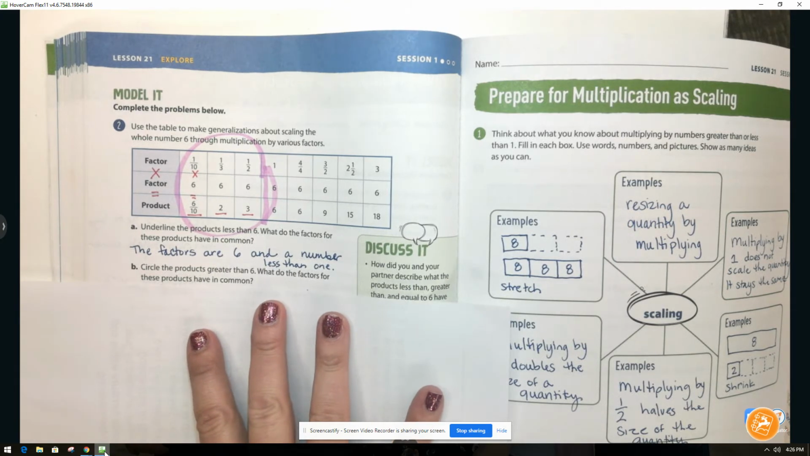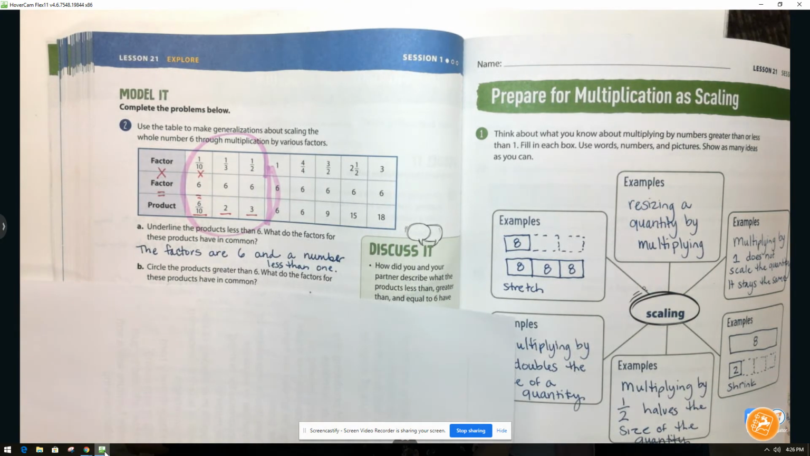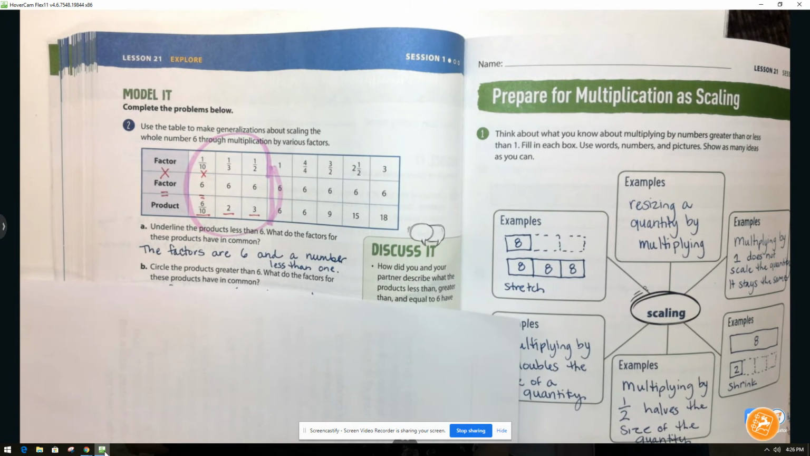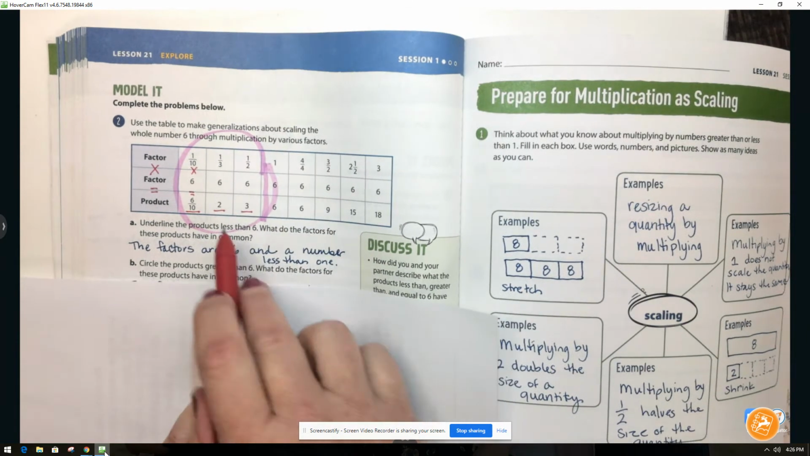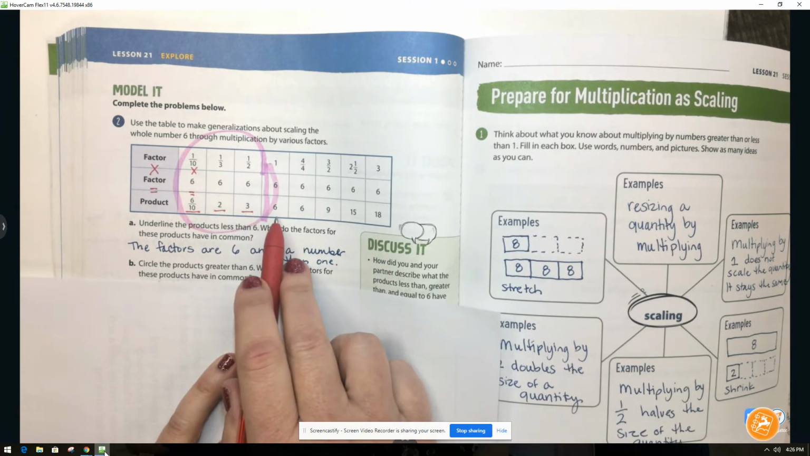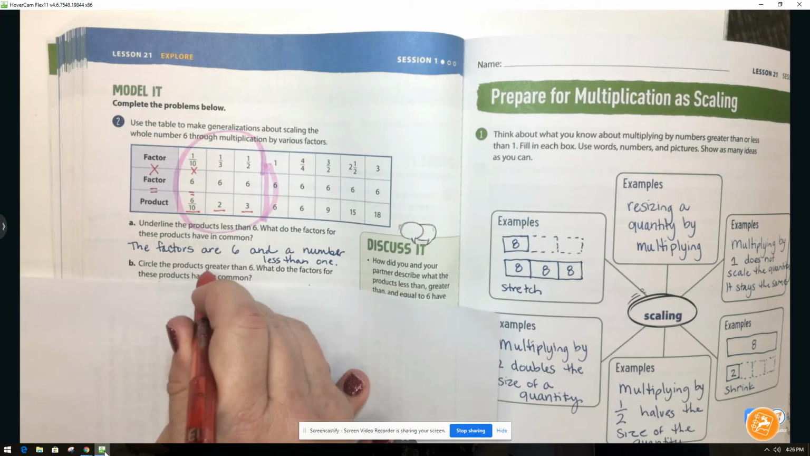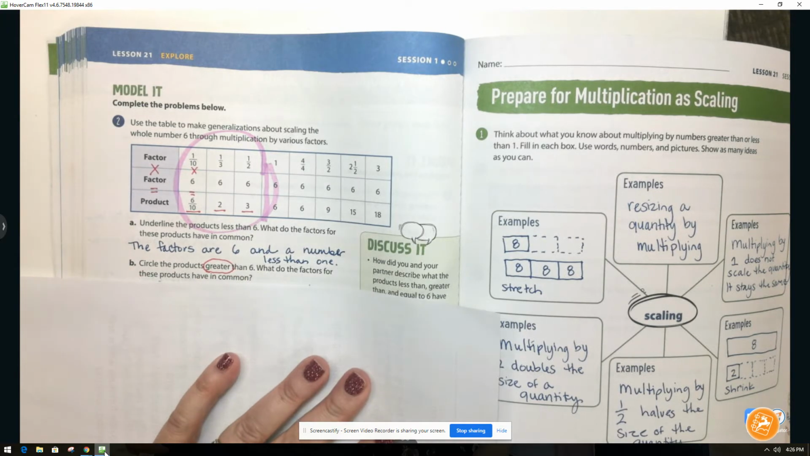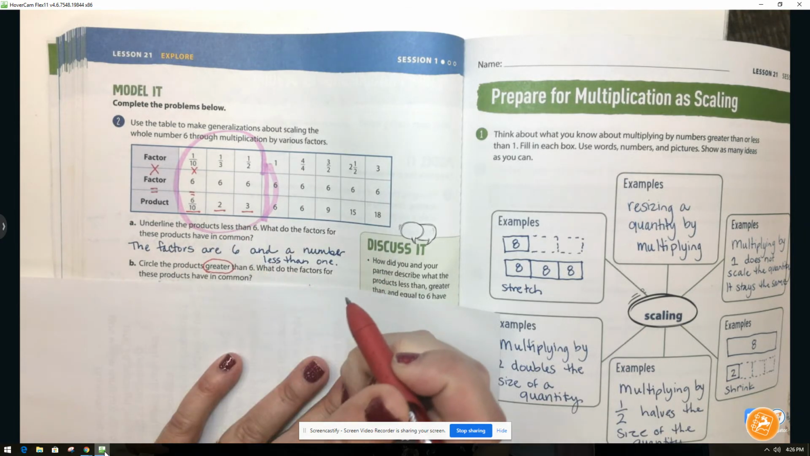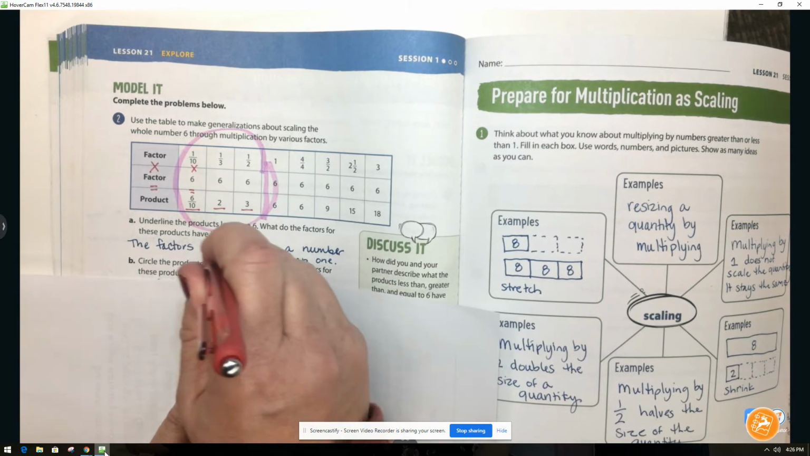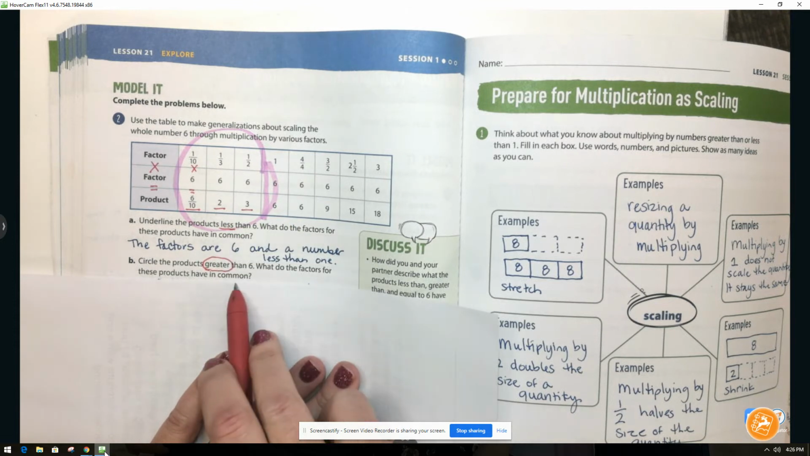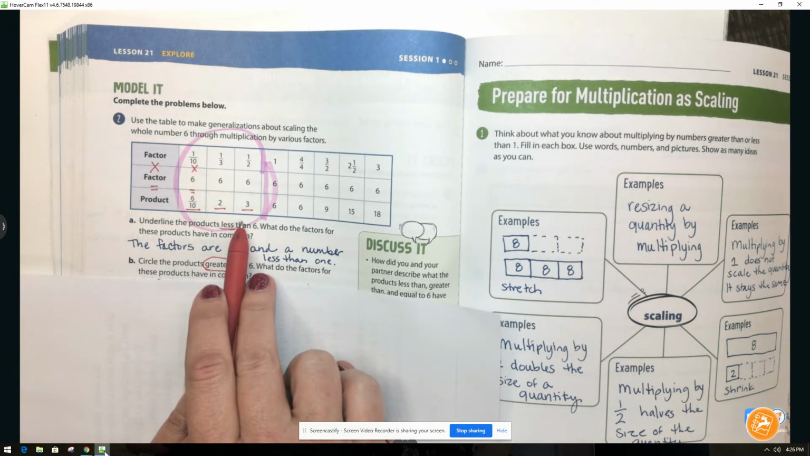Let's go on to part B. Part B says this: circle the products that are greater than 6. What do the factors for these products have in common? We already know that these 3 are less than 6, so we're not going to worry about those. We underlined products less than 6 here; now we're going to circle products greater than 6.